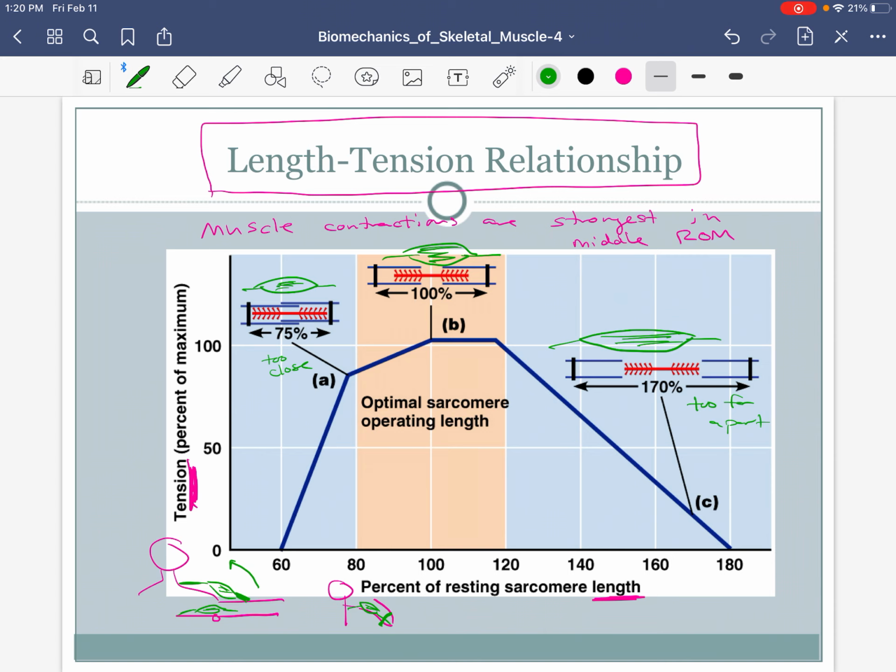Muscle contractions are strongest in the middle of the range of motion. Why? Because the actin and myosin are not too far apart. They're not too close together. The actin and myosin are optimally aligned.